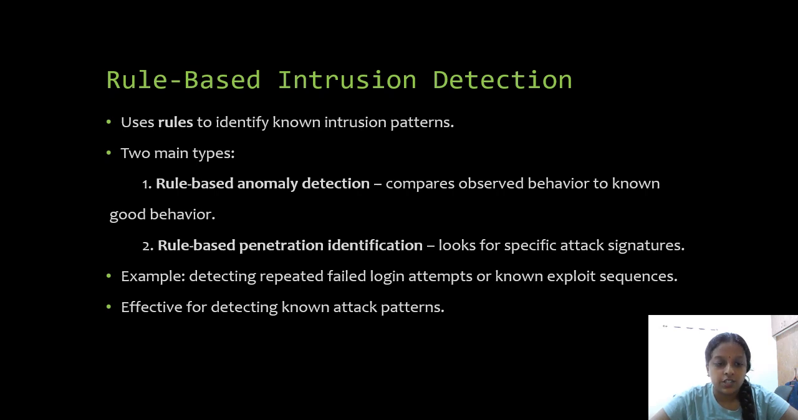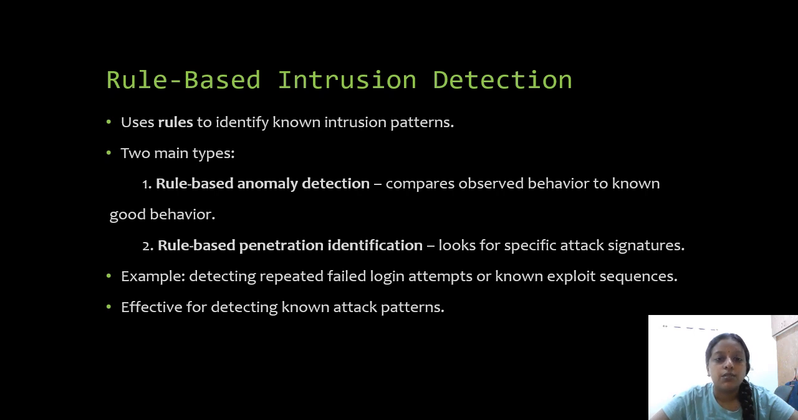Rule-based intrusion detection uses rules to identify known intrusion patterns. Two main types. Rule-based anomaly detection compares observed behavior to known good behavior. Rule-based penetration identification looks for specific attack signatures. Example, detecting repeated failed login attempts or known spoofed exploit sequences. Effective for detecting known attack patterns.